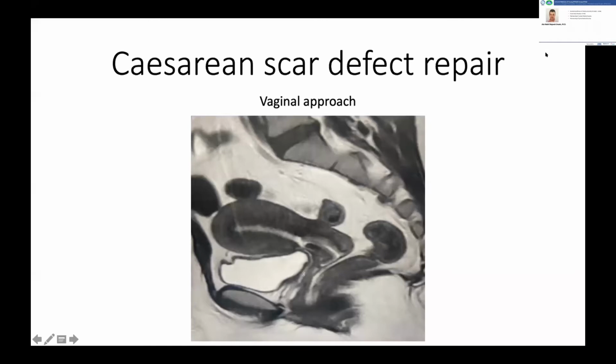Today, I will talk about my experience in caesarean scar defect repair. I already did more than 6 cases vaginally, and I believe it was a successful experience. As everybody knows, this is how a caesarean scar defect looks like on MRI image.